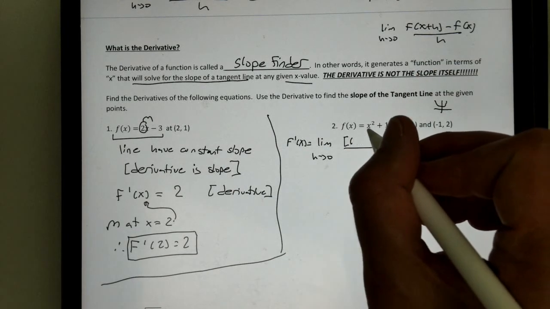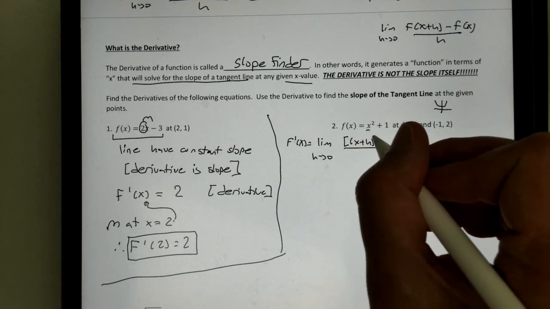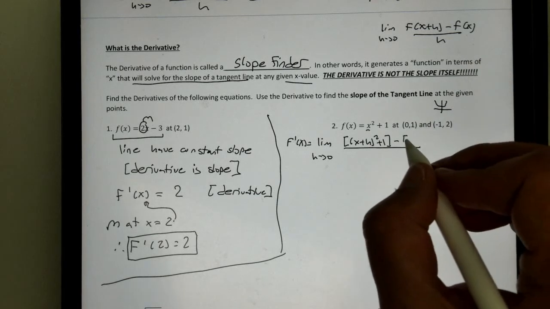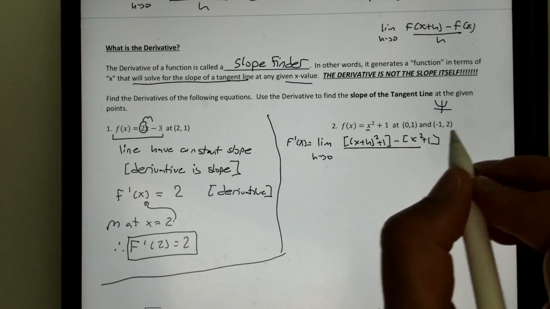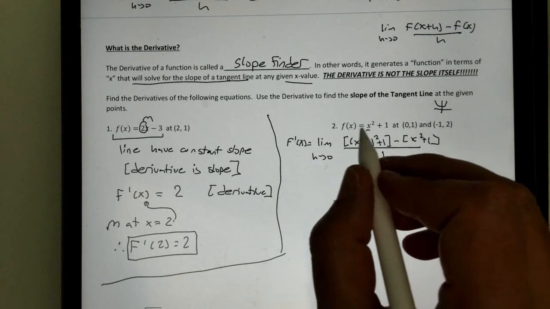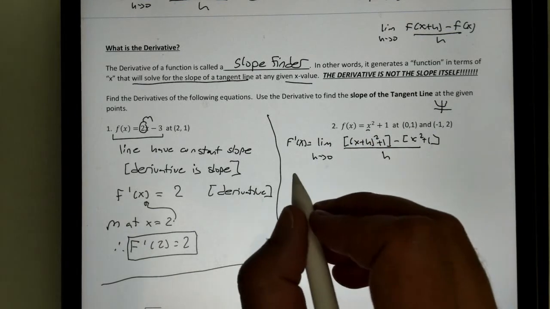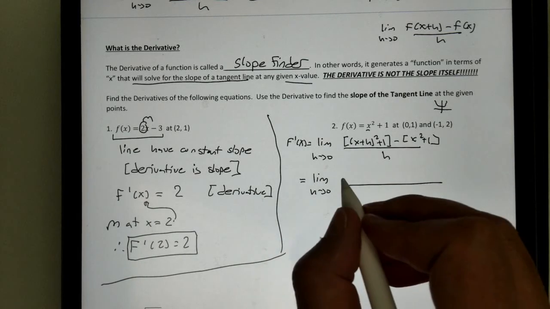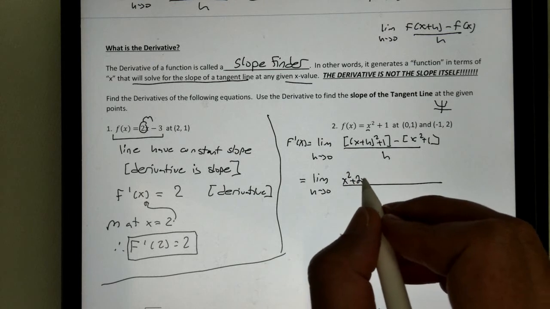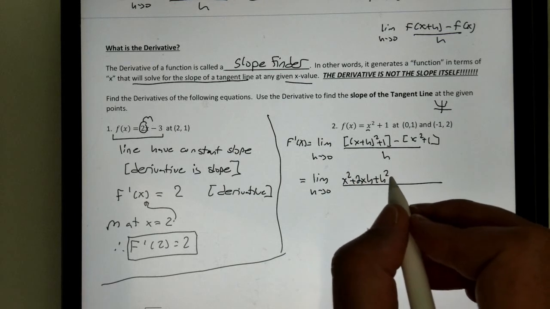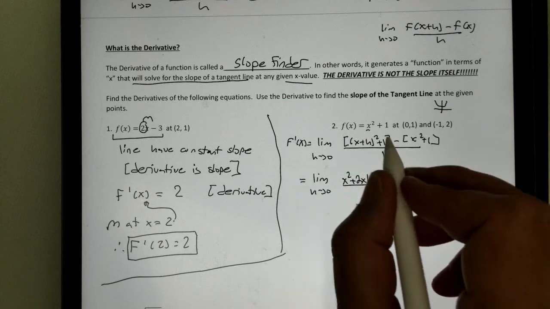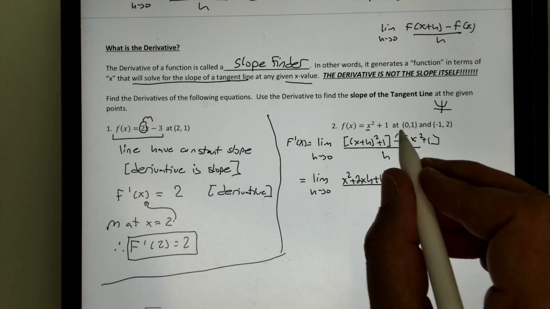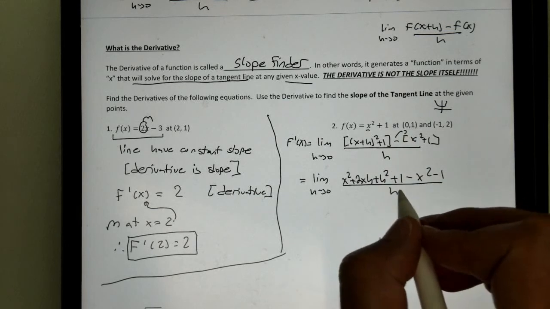So we would have, in this case, (x plus h) squared plus 1 minus the OG, the original function, x squared plus 1. Now I told you earlier we're going to see this a lot, x plus h squared, so we're just going to memorize that, okay? This just becomes x squared plus 2xh plus h squared plus 1. So I'd simplify the top here, minus x squared, be careful, we're distributing a negative, minus 1, over h.